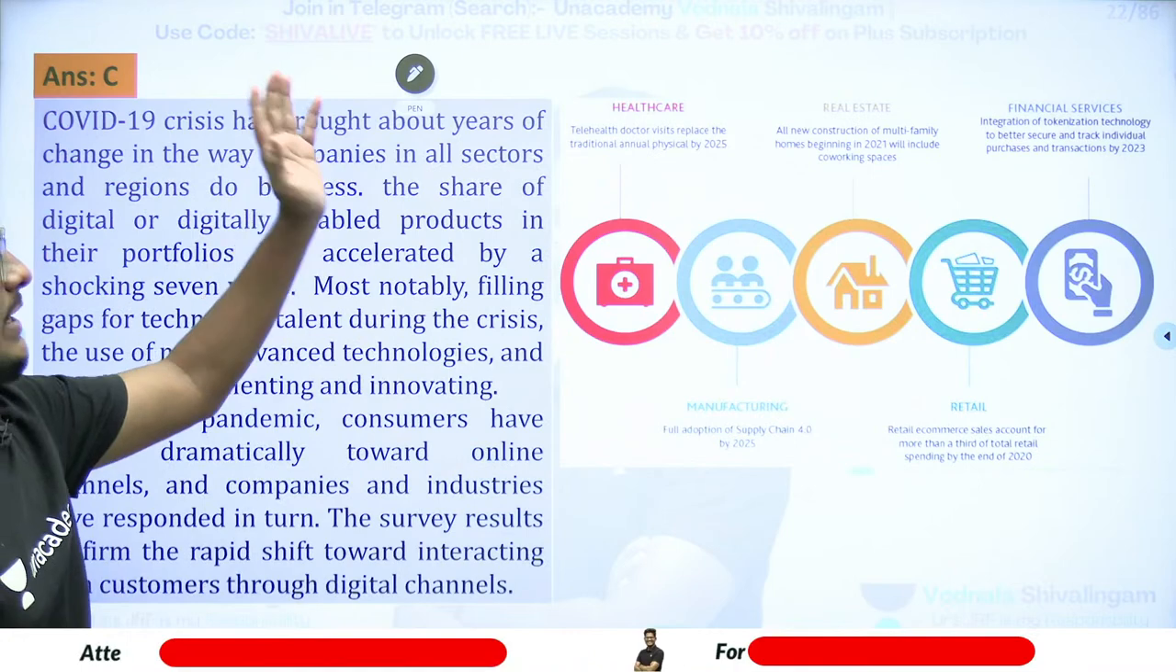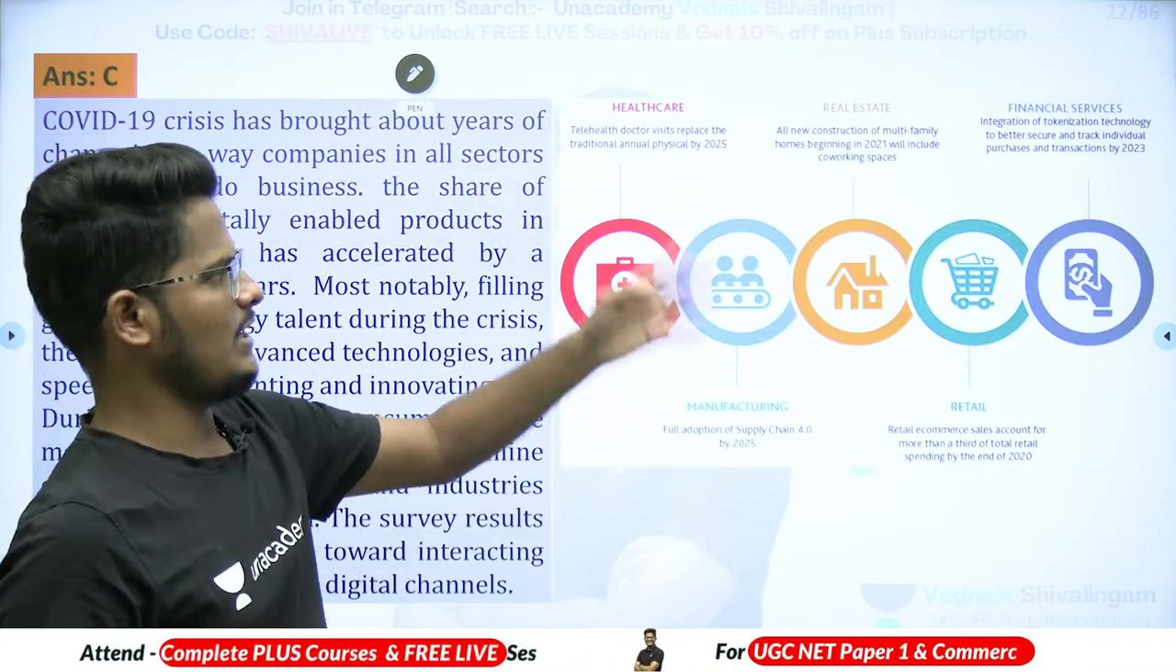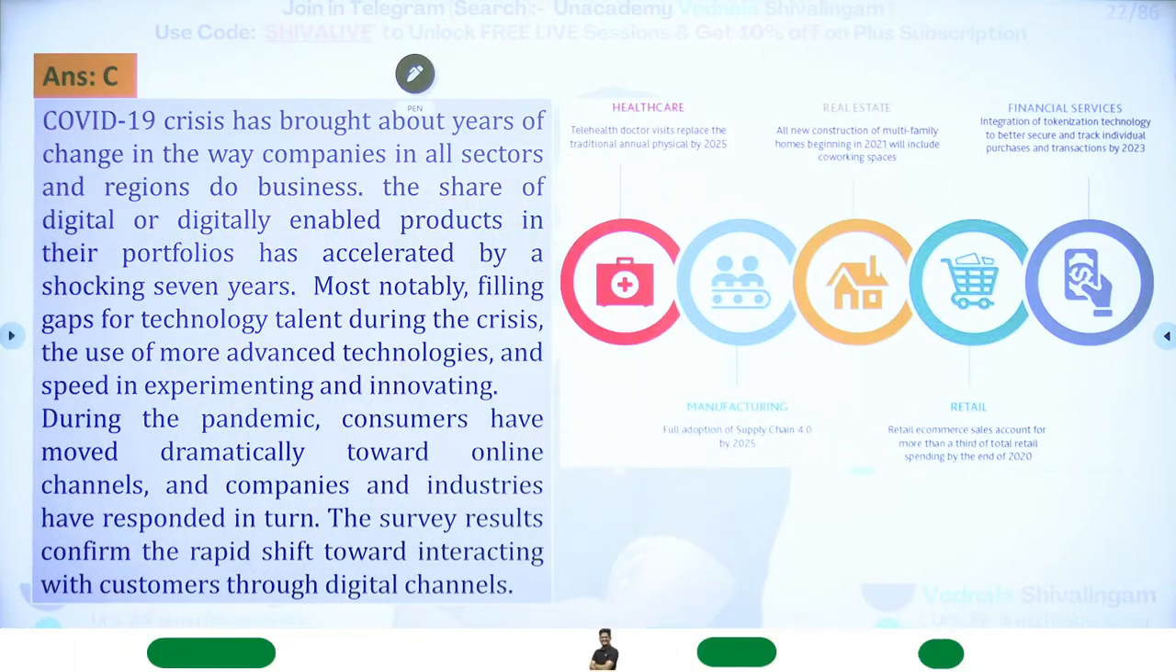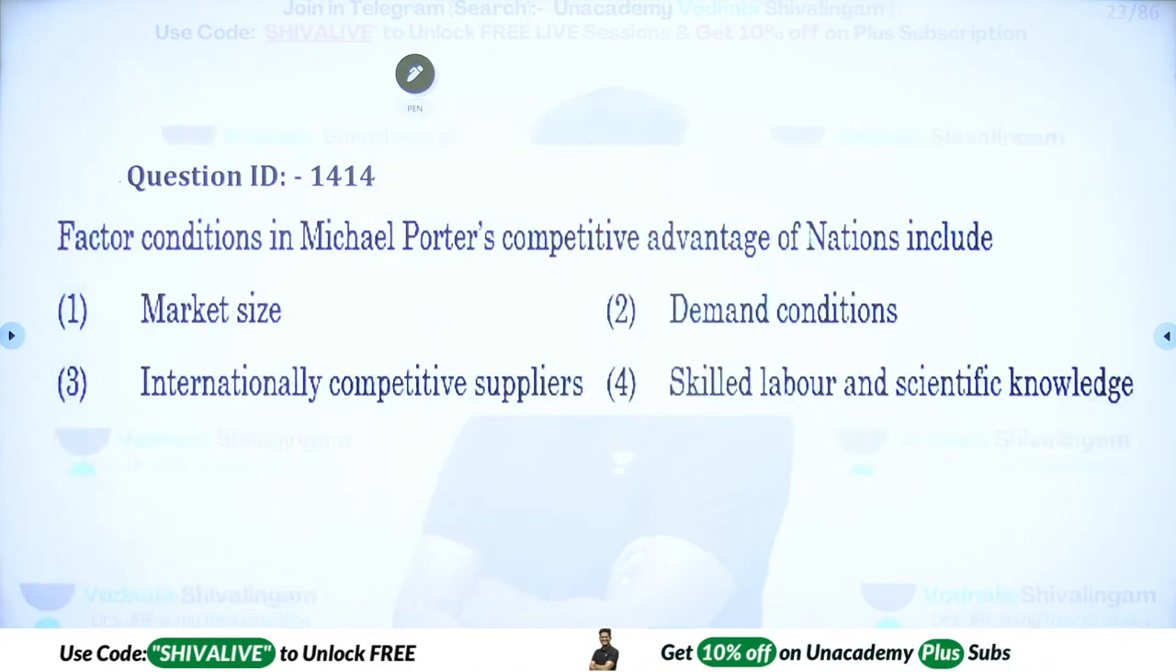Whatever you look at, healthcare, real estate, manufacturing, retail, financial services, many industries were sustained because of the digital services that they were providing.